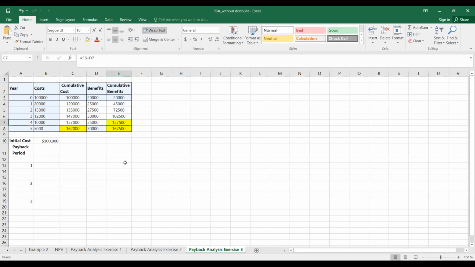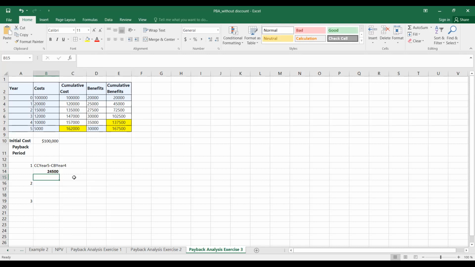Now, next up, what we're going to do is find out the difference between cumulative cost year 5 and cumulative benefits year 4. So cumulative costs year 5 minus cumulative benefits year 4. So in this case, we get our answer as 162,000 minus 137,500.